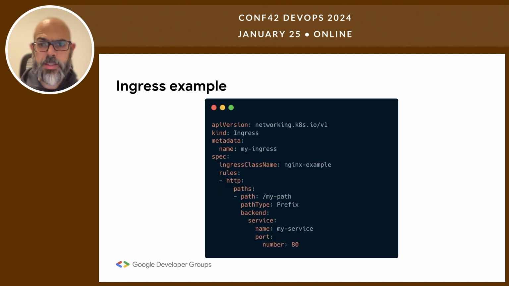Okay, we can see the YAML that is representing the example that we've seen right now. And I added, for example, a way to define a particular path that the ingress can handle for us.